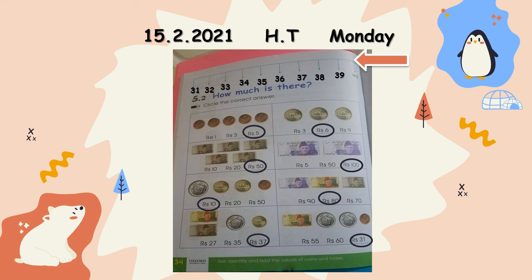You can do it practically. You need to take some money, some coins, some notes, and you can do this with your money as well, so that you can get this concept better.